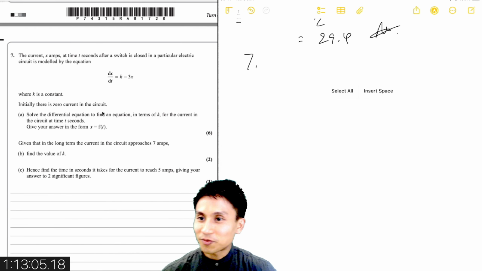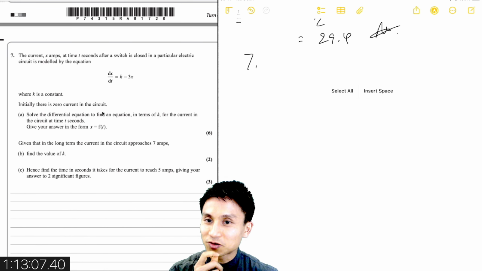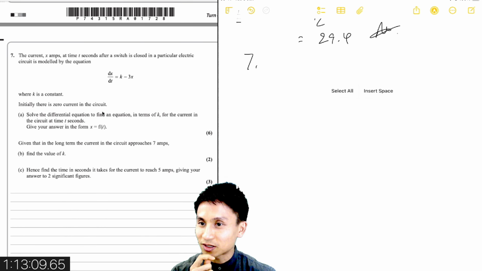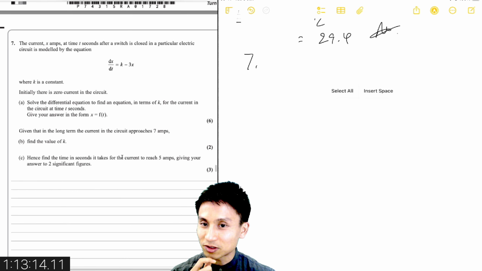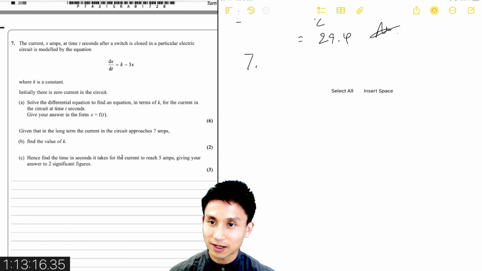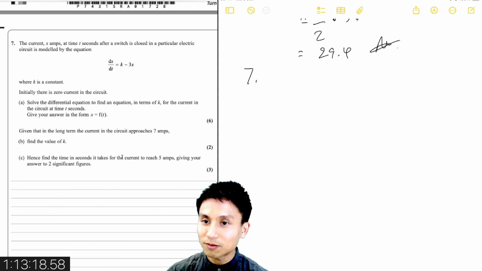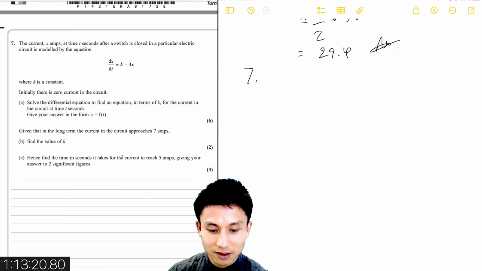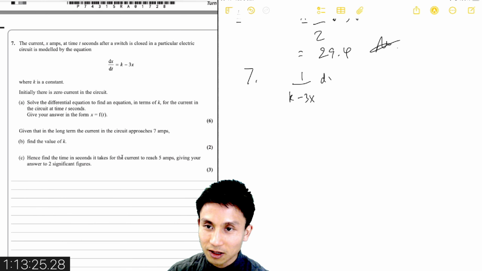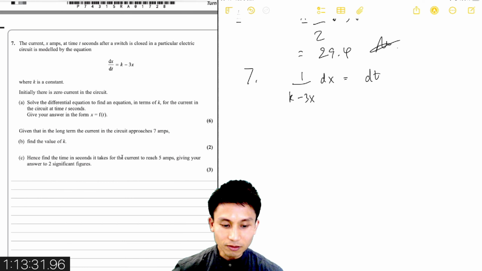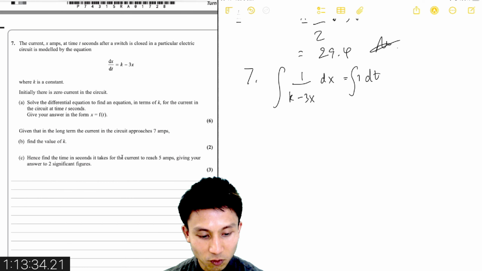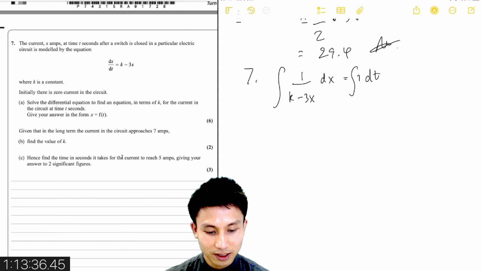The current x amps, time t seconds after the switch is closed. A particular electric circuit is modeled by that equation. So this is a differential equation to find the equation in terms of k for the current given. Integrating by separation of variables, we need to do that first. So I rearrange, bring x to the dx side, and this side would be nothing, just 1 dt.